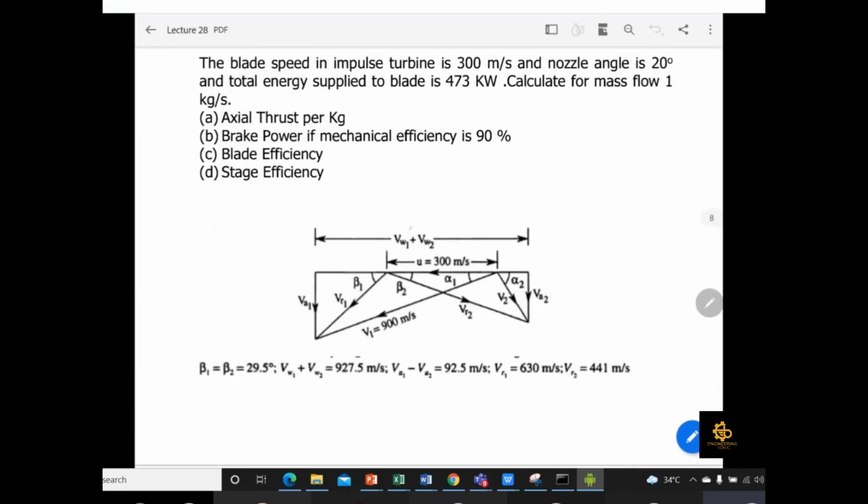Okay, so coming towards the next question. The next question is also very simple. Okay, so you have to read the statement first.